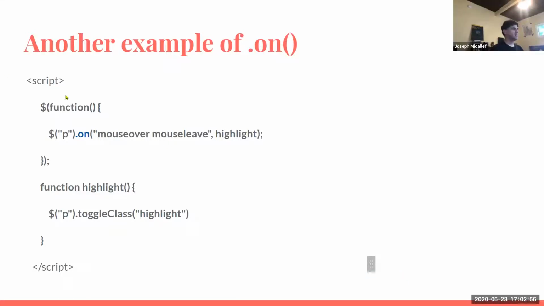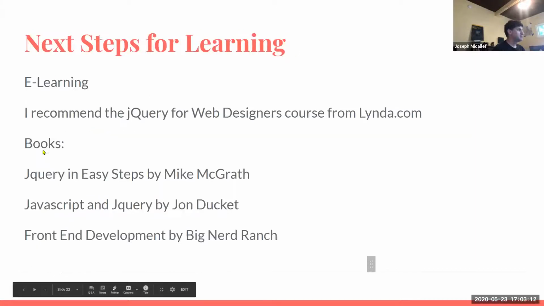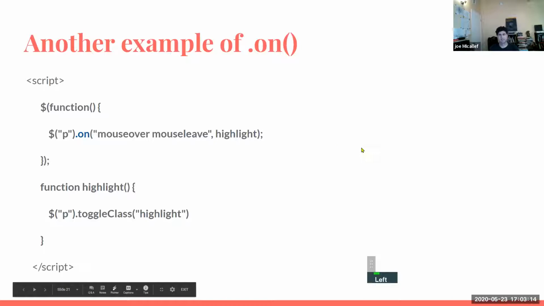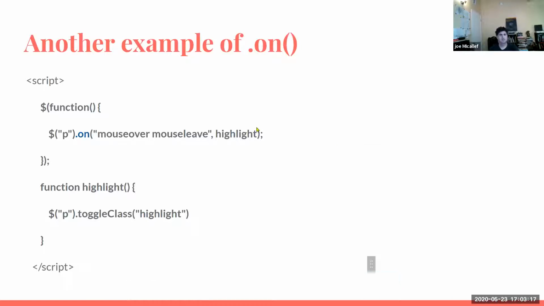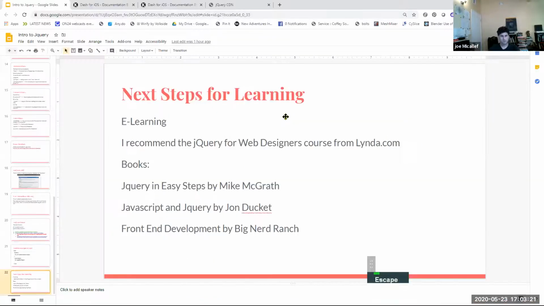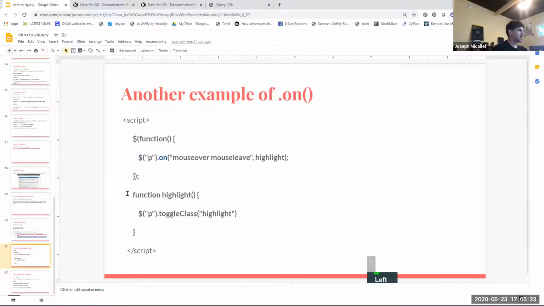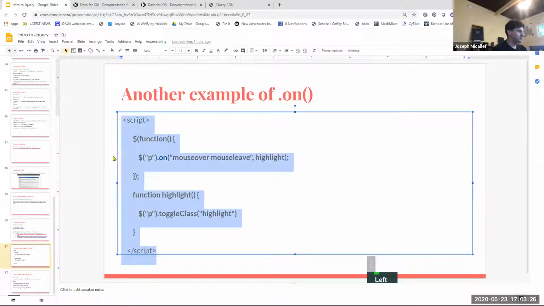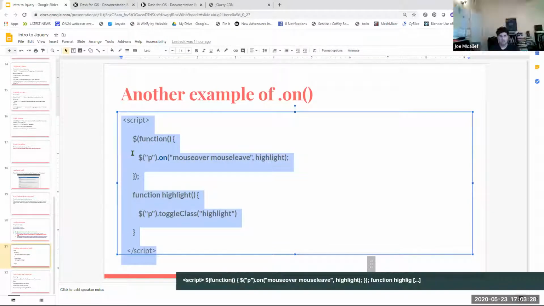So here's a couple examples, and I think I have these examples. I have to actually find them for you. But this function is basically whenever you go over a p tag, it will highlight the paragraph. So actually, let's see this in action. So I'm just going to copy this. So this is looking for a p tag.